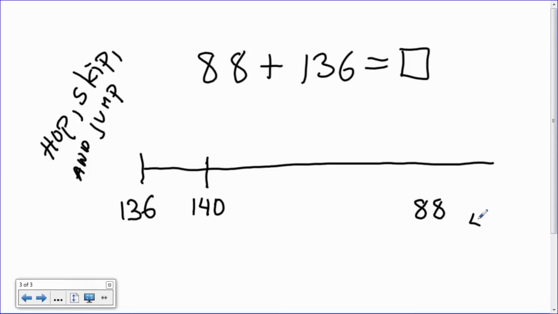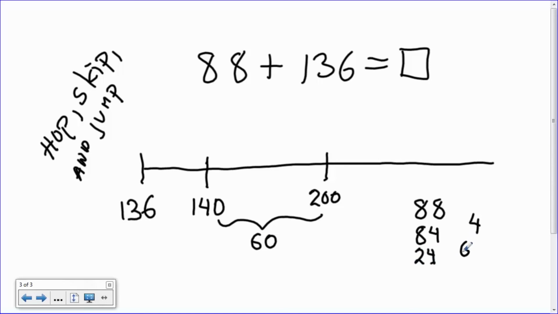So I've taken care of 4. That means I'm down to working with 84. I have 84 left to add on. And it could be 140. This particular kid thinks, oh, I can jump all the way to 200 because all I need is 60 to do that. So they'll come over and say, well, I'm going to take 60 away from 84, and 60 away from 84 is 24 because they removed 60.